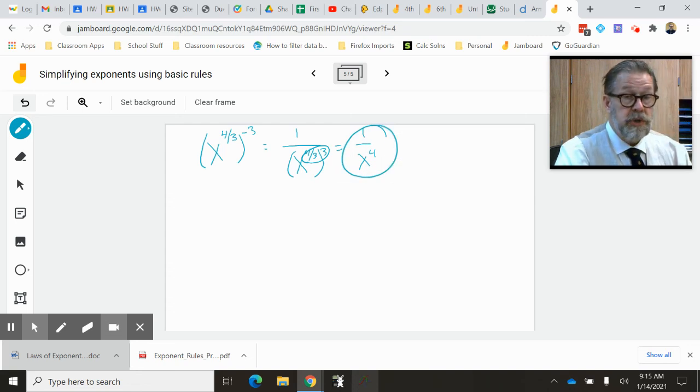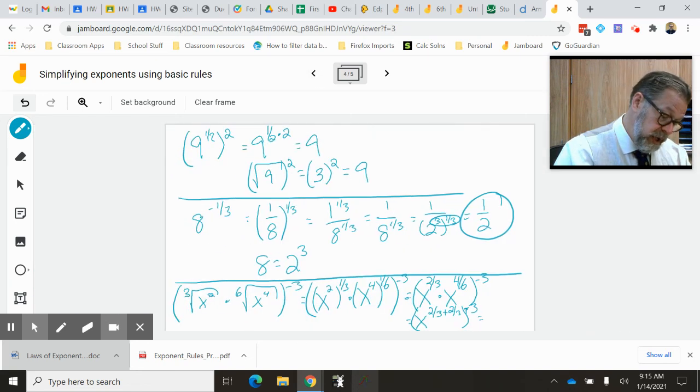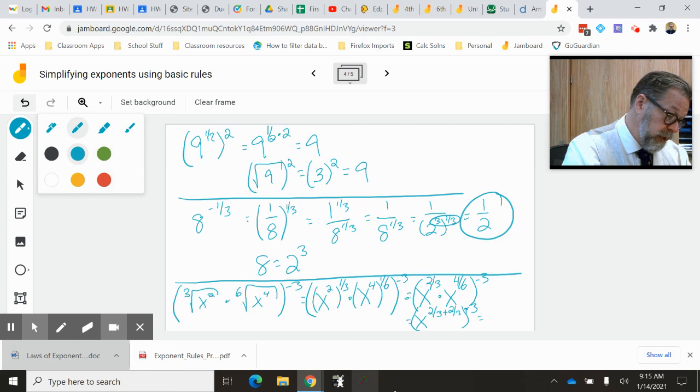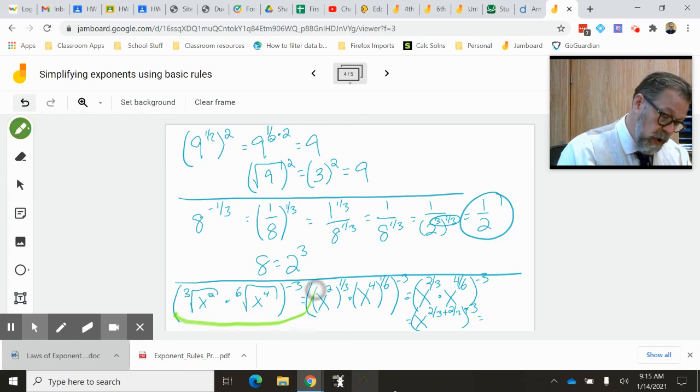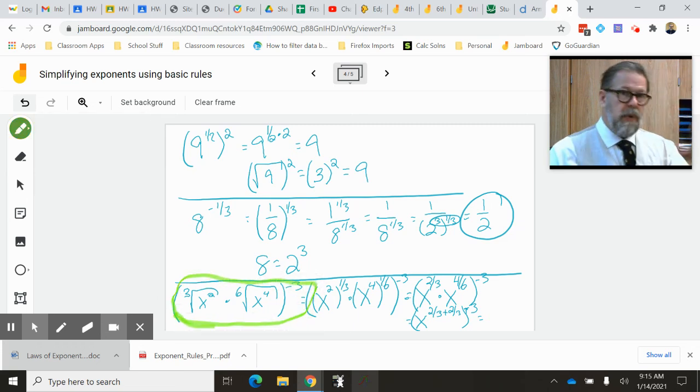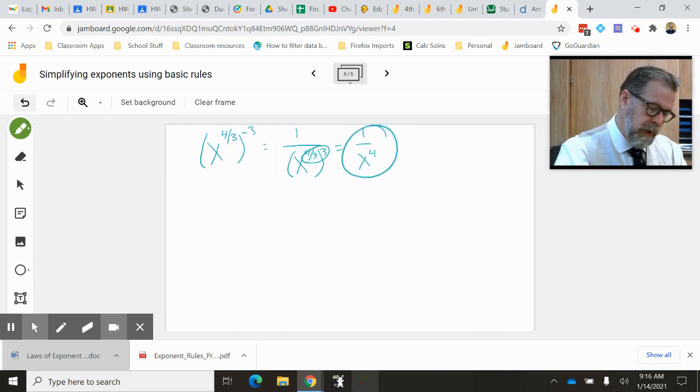Notice much, much simpler than that crazy one that we started with, where we just had all these roots and powers and negatives, and instead that whole thing boils down to 1 over x to the 4th power.